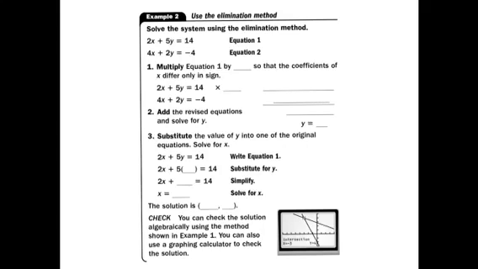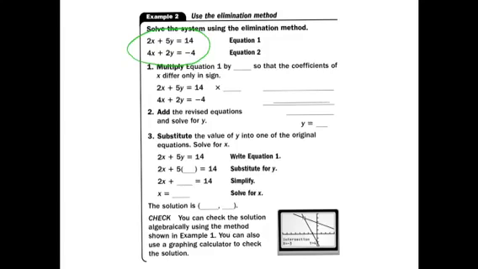Solve the system by elimination. So if we look at this system right here, it doesn't look like I have the x's being both, there's a 2 and a 4, and the y's have a 5 and a 2. So they don't have the same number, and they certainly don't have opposite numbers.